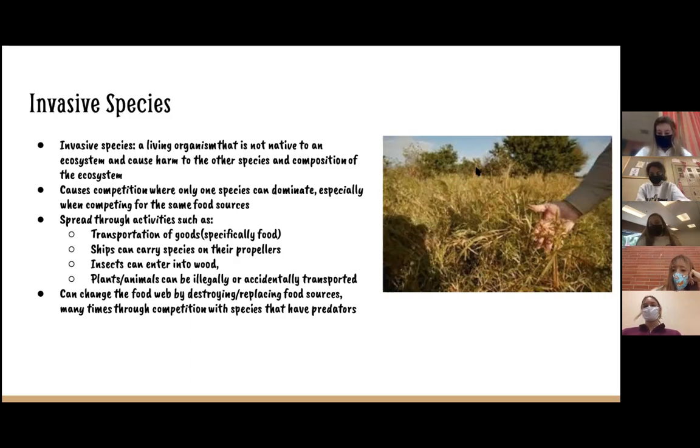And as seen in the picture over here, this is a type of grass that is very invasive. And in the field trip, we had to remove a lot of that grass to clear the area of invasive species, so that the plants were not in competition with one another for the food source.